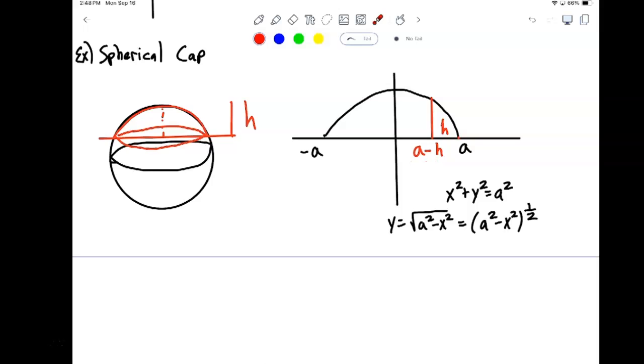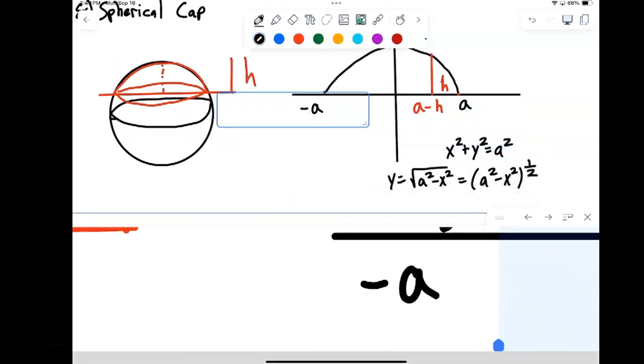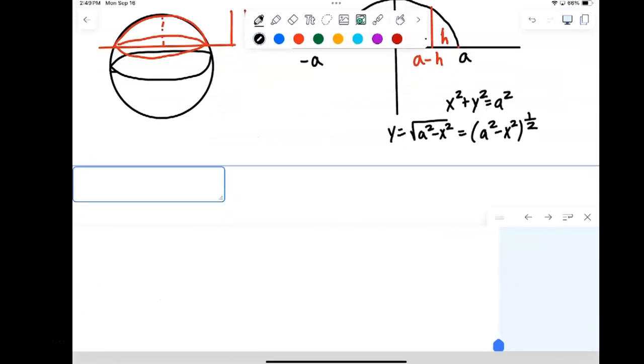And so dealing with this thing, we're going to need to compute its derivative, because we need the derivative inside the arc length, which is part of the surface area, which is 2 pi times the function value times the arc length. Okay, so let's compute the derivative here, and then we can figure out the surface area of this spherical cap.